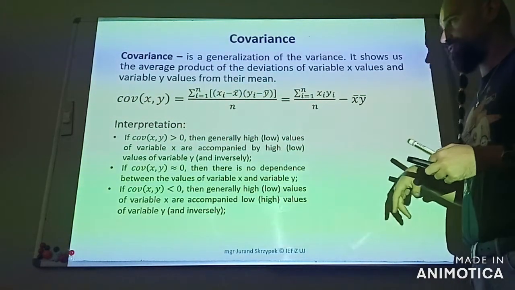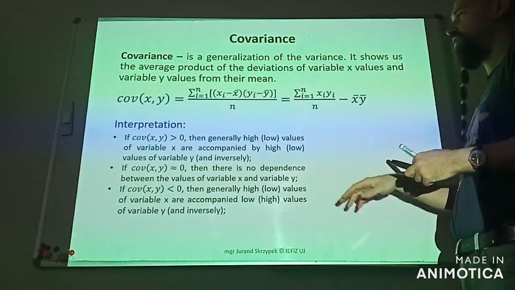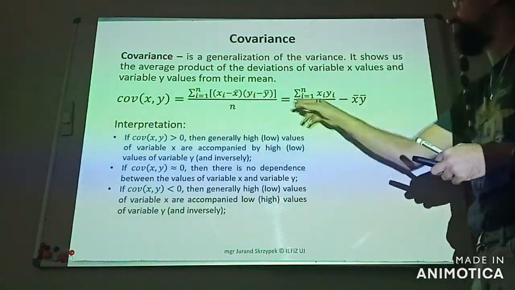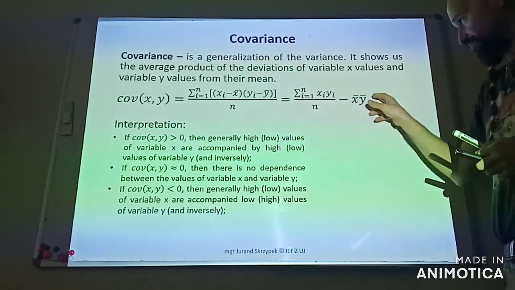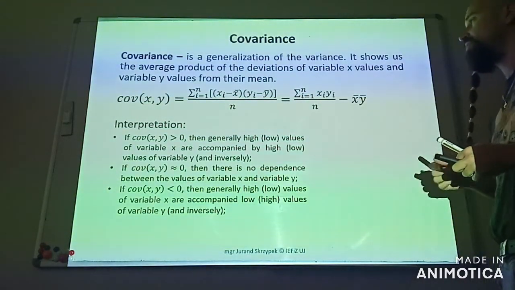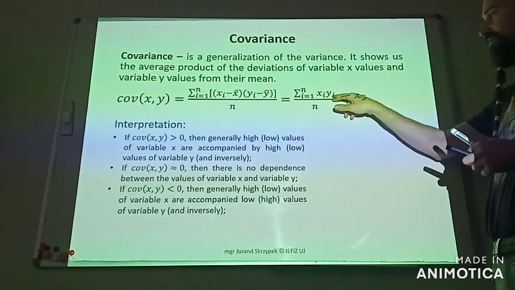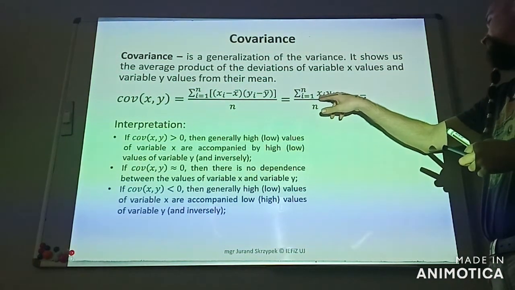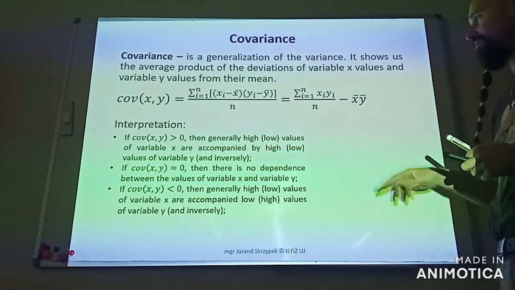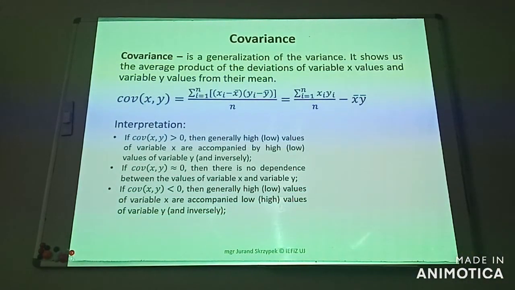We can also use the alternative form of the covariance formula. We can transform that fraction into that relation, in which we have the sum of the product between the values of variable x and variable y, so the average product of the values minus the product of mean x and mean y.